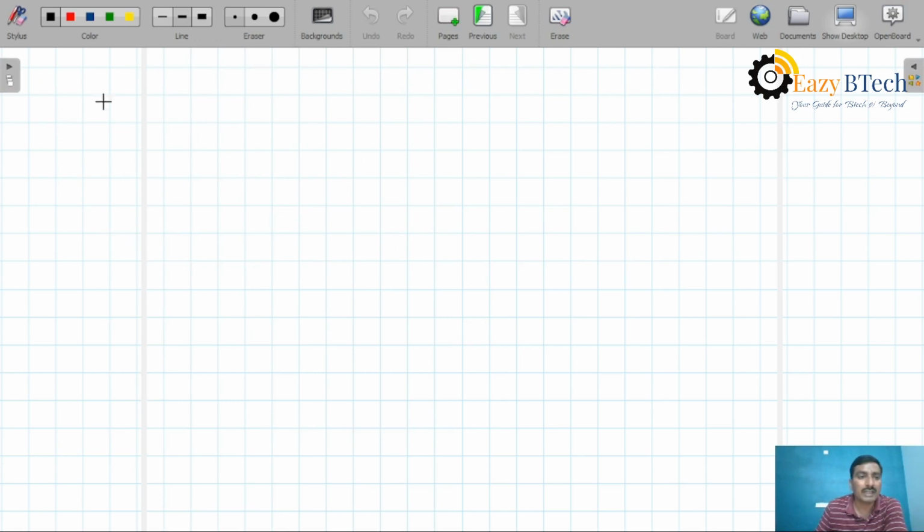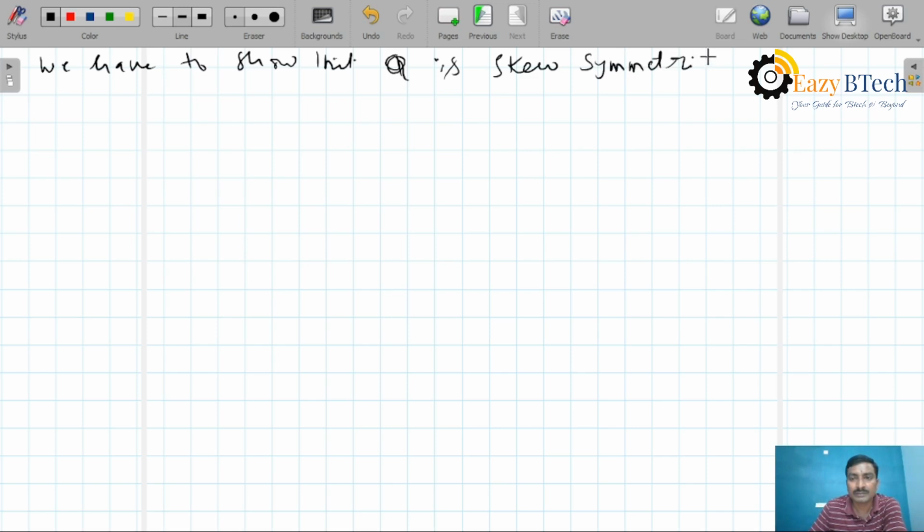Now we have to show that Q is skew symmetric. What is the meaning of skew symmetric? Skew symmetric means the transpose of a matrix equals its additive inverse. That means minus into itself. Q transpose equals minus Q. So now we have to show Q transpose equals minus Q.